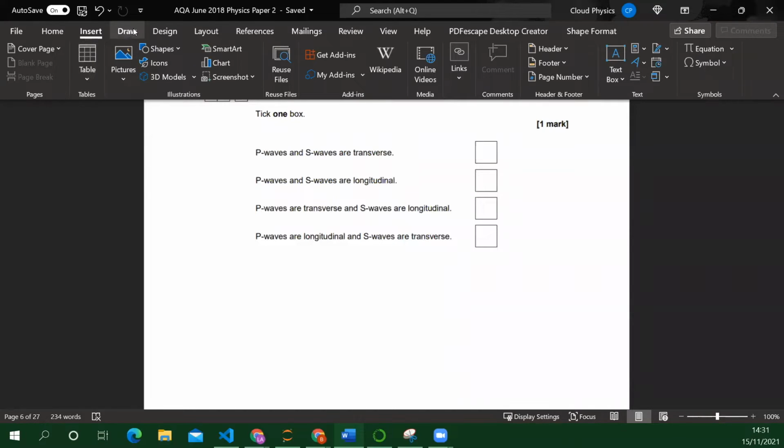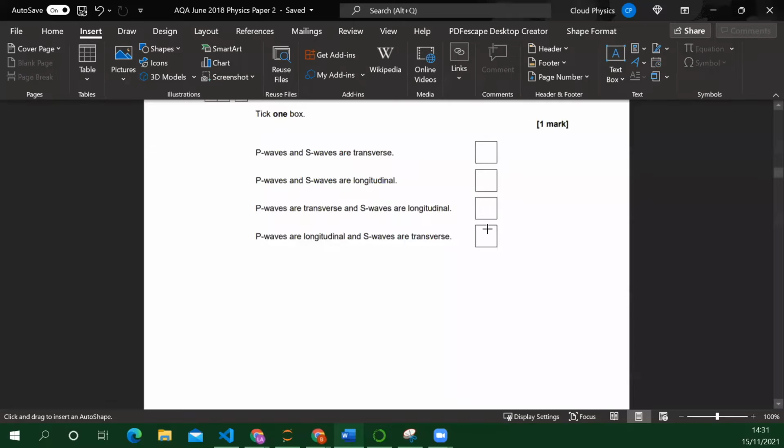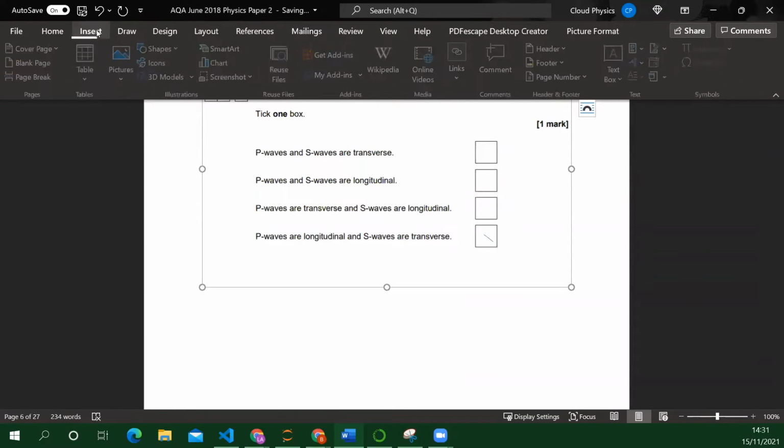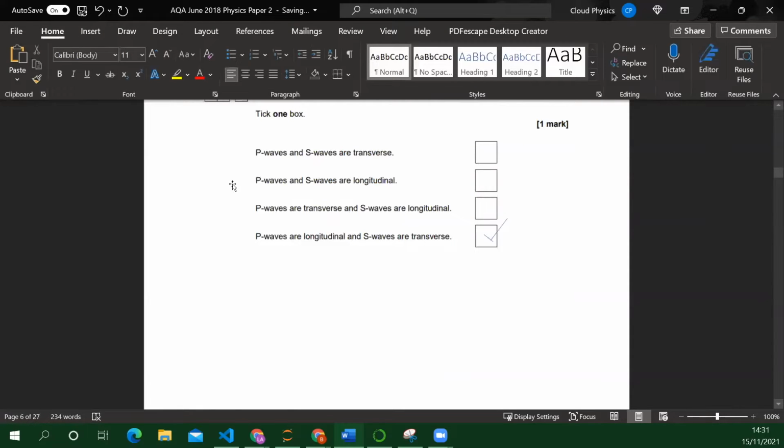So we just put the tick in the box there. Put a tick, not a cross. We'll just draw it today, but in the exam you'll just be ticking with a pen. Nice and easy. So tick in the fourth box. That's it for that one.